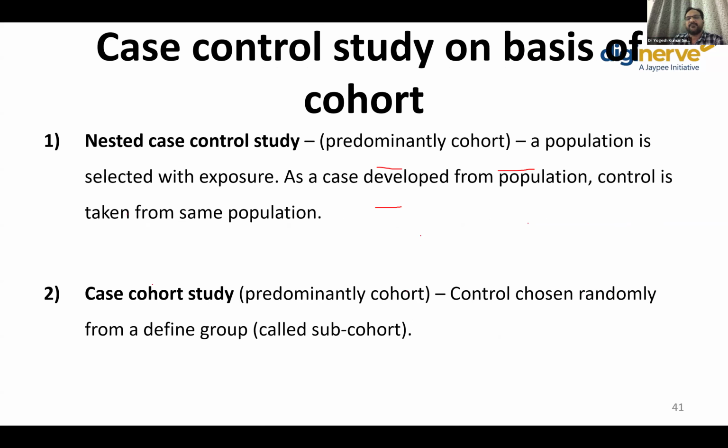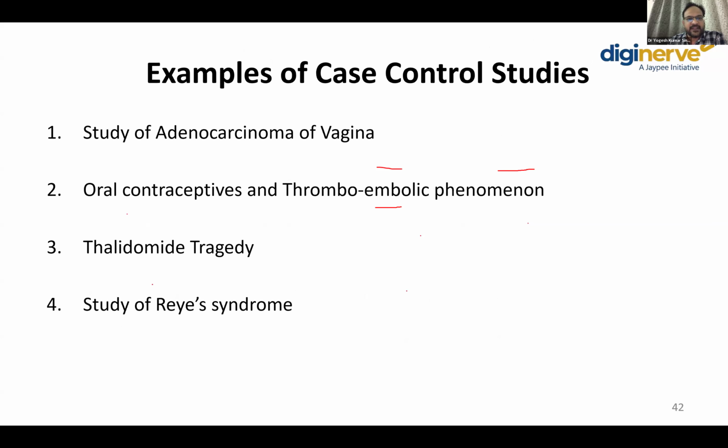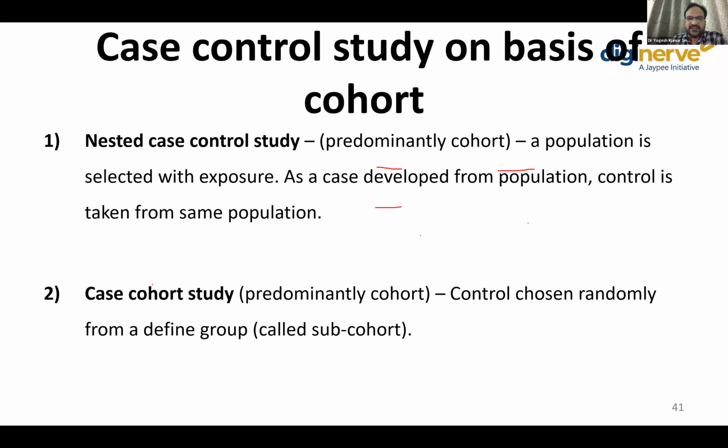Now, there are two types of case control study which are based on cohort. These are cohort studies, but they are named case control studies. Number one is the nested case control. Number two is the case cohort. In nested case control, which is predominantly a cohort study, a population is selected with the exposure, and then as cases develop from the population, we take controls from the same population, and we do case control.